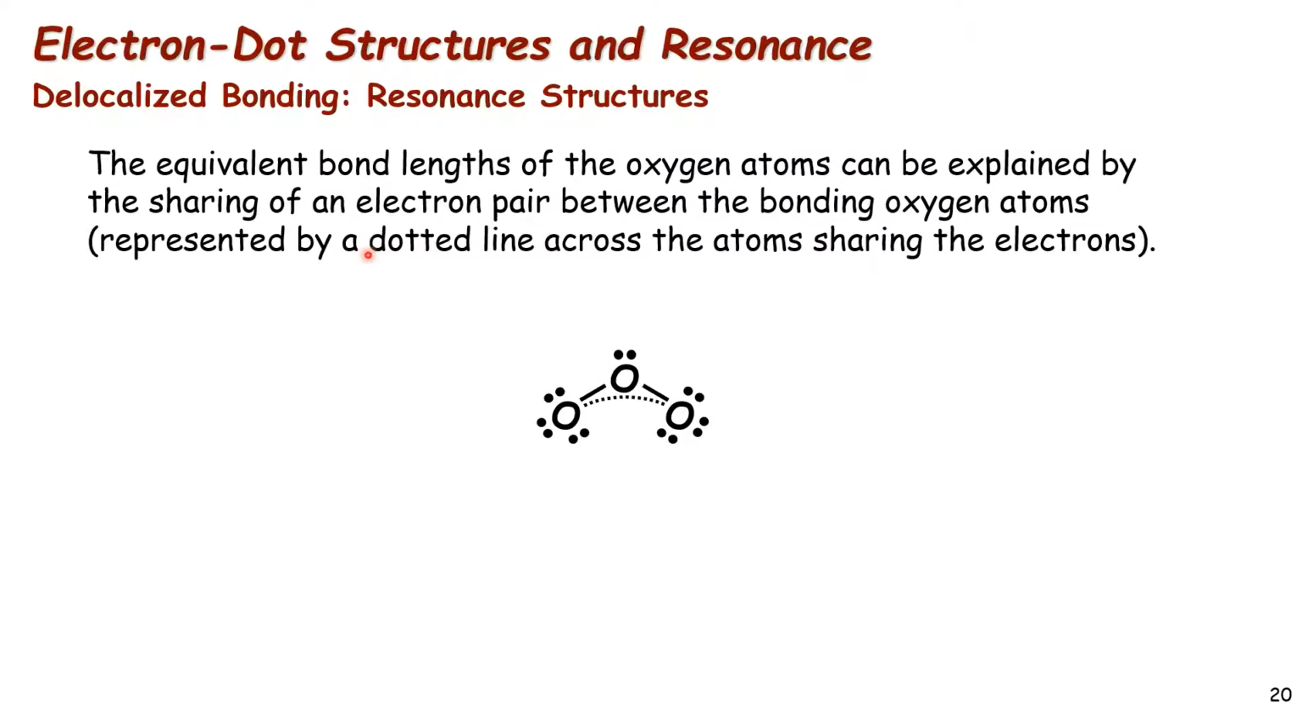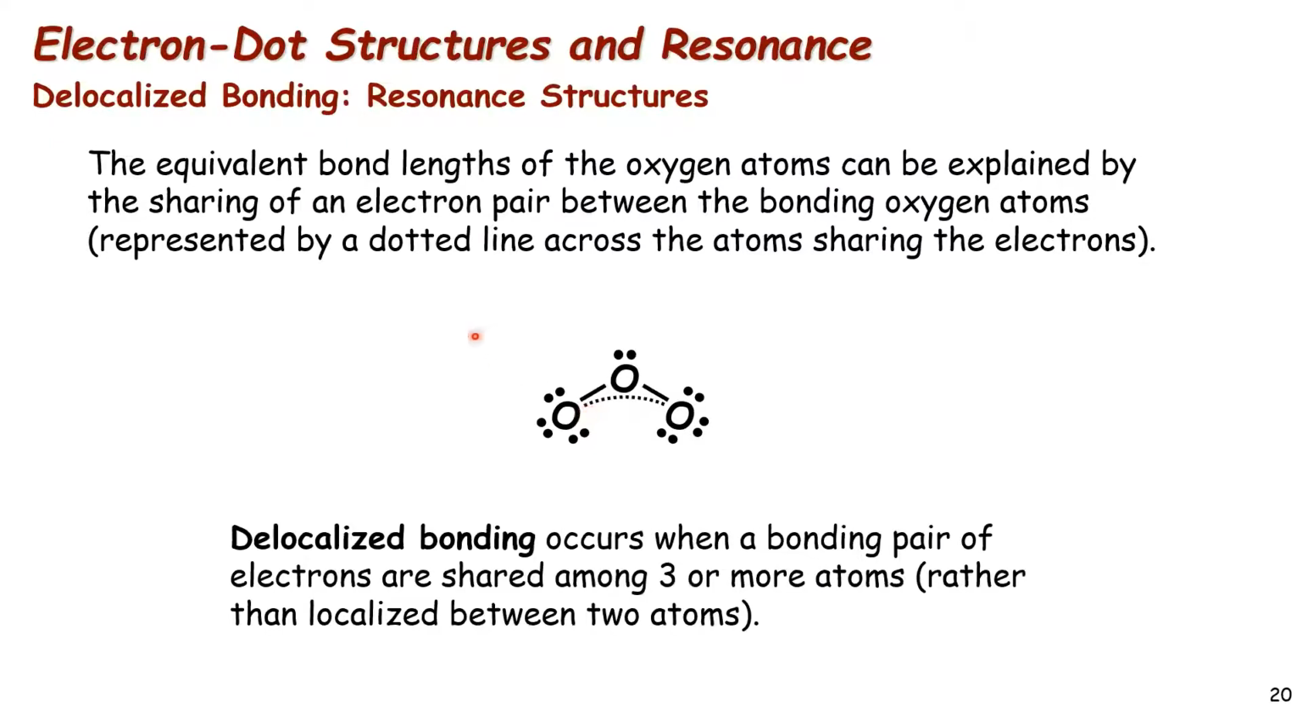Now, what really is happening here is we have what's called delocalized bonding. So some of these electrons are actually being shared between 3 atoms. And that's what this dotted line represents. Now, in higher chemistry courses, you might be using a dotted line like this. In this course, we are not going to do this. We're actually going to use normal electron dot structures to represent this delocalized bonding. And delocalized bonding occurs when a pair of electrons is being shared by 3 or more different atoms, rather than being localized between just 2 atoms.